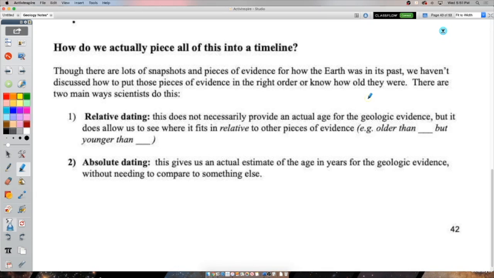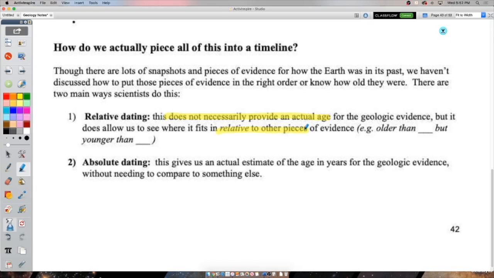So relative means related to something else, right? You are related to your relatives. So this doesn't necessarily provide an actual age for whatever geologic evidence it is we're looking at, whether it's fossils or cracks, whatever it might be. But it does allow us to see where it fits in relative to other pieces of evidence.